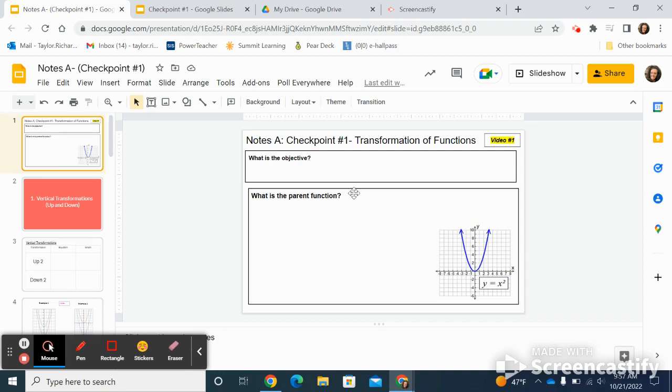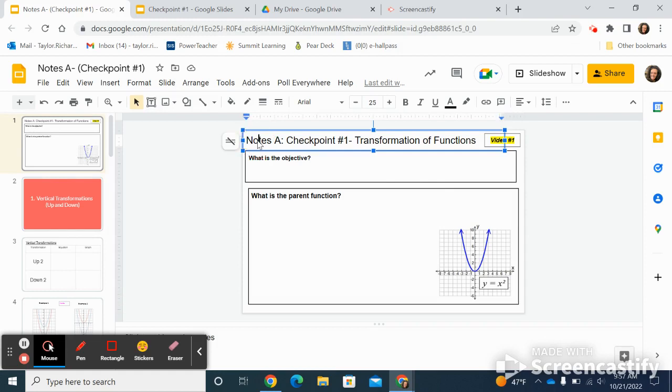Hi everyone, this is video number 1 for our new set of notes. So this is notes A, and it's for checkpoint 1 of our second unit called transformations of functions. I'm going to go over all the different types of transformations.